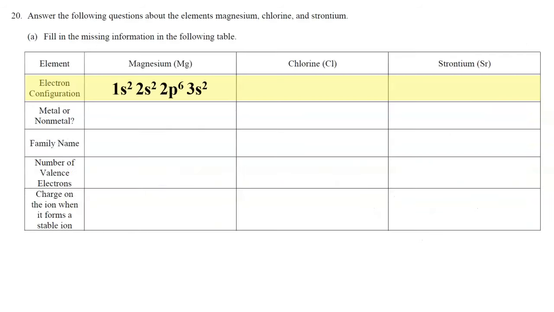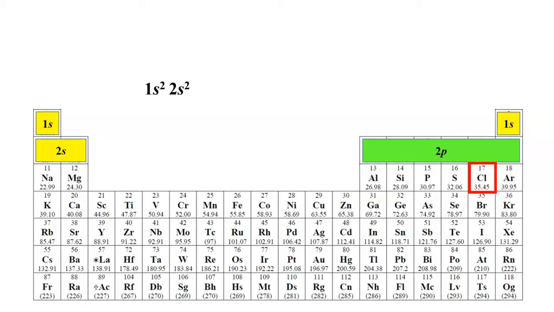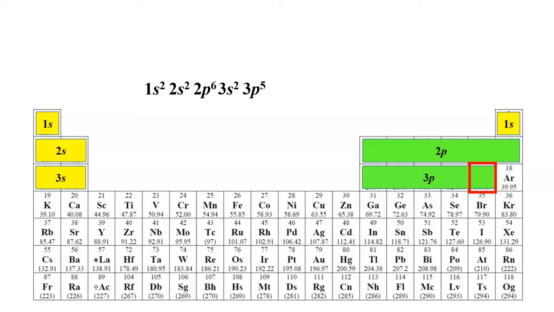Our next element is chlorine. So chlorine has 17 electrons, and its electron configuration would be 1s2, 2s2, 2p6, 3s2, and then finally 3p5. That would be the complete electron configuration for the element chlorine.